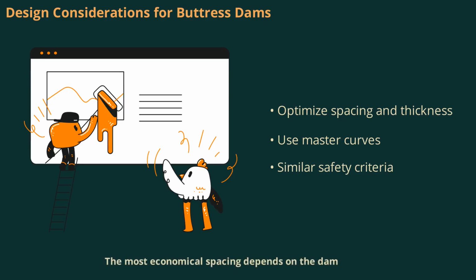Designing a buttress dam involves optimizing the spacing, height, and thickness of the buttresses and the upstream face. The most economical spacing depends on the dam height and the slope of the upstream face. Engineers use master curves to determine the best combination of these parameters for minimum concrete usage. The loading and safety criteria are similar to those for gravity dams, but the distribution of forces is different due to the presence of buttresses.